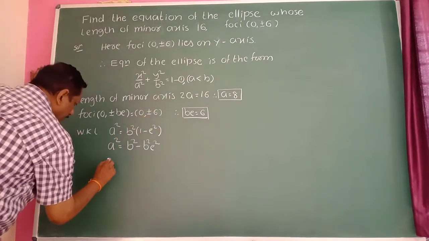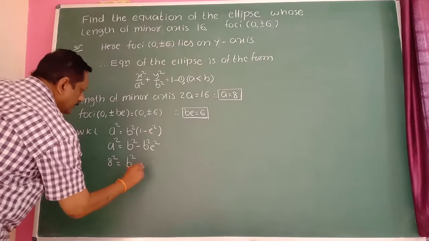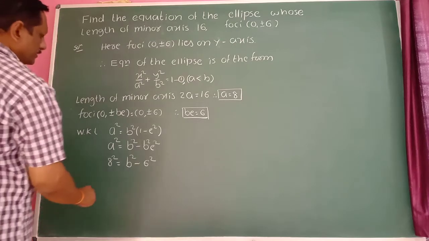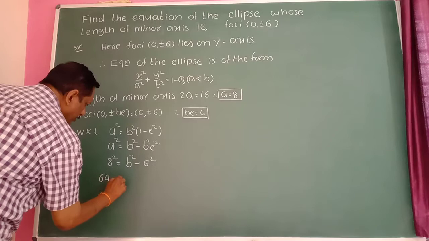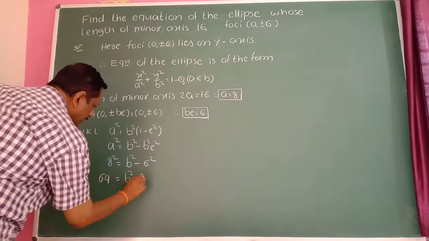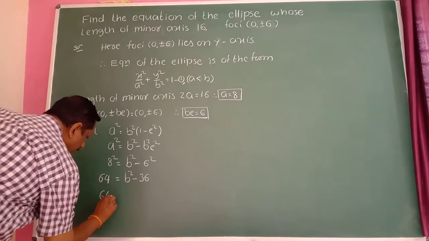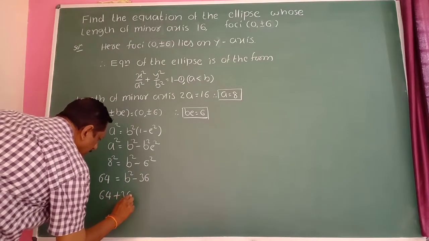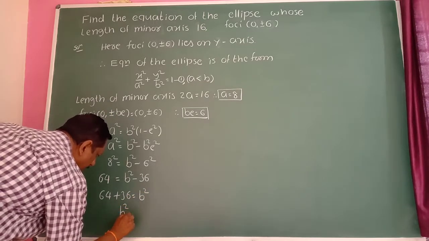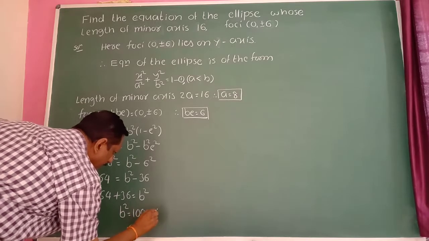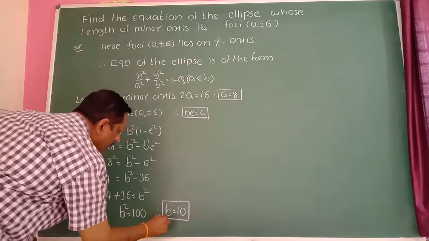a value 8. 8 square is equal to b square minus 6 square here. So 8 square becomes 64 is equal to b square minus 36 here. Take 36 at this side. So 64 plus 36 is equal to b square here. Hence b square is equal to 100. Therefore the value of b is 10 here. Value of b is 10.